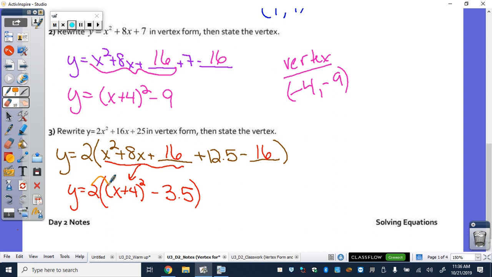So what we need to do is distribute this 2 back through. But that 2 is just going to hang out in front of the x plus 4 squared. Because remember, order of operations, exponents would happen first. So I would have to square this first, and then I could multiply everything by 2. But I don't want to actually square it, so we're just going to leave the 2 out in front of it. And then 3.5 times 2 gives us minus 7 at the end.